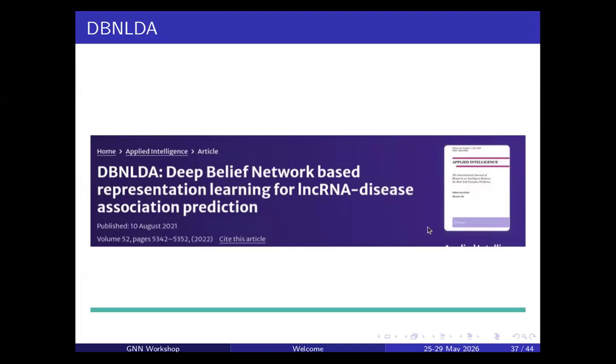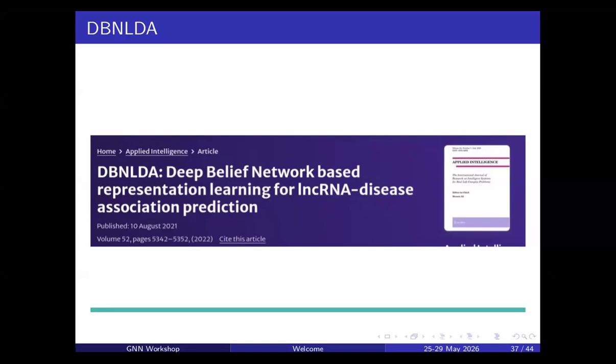We have done this as part of my PhD work. This is basically DB and LDA. We use a deep belief network based representation learning. Again, a deep belief network is somewhat of an older graph model. It is not purely a graph neural network, but it uses a probabilistic graph model to learn the representation. They are used to learn how non-coding RNA and disease are associated.